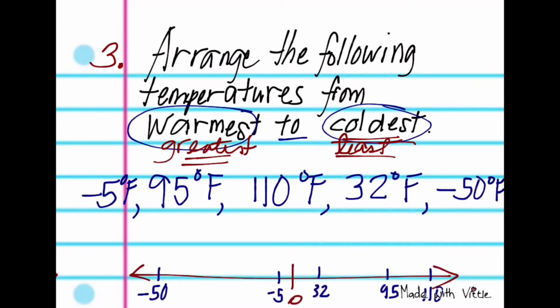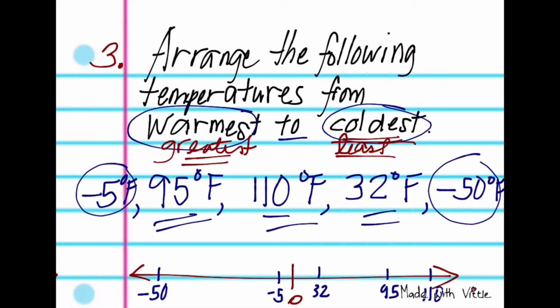So if you have to use the number line to arrange your numbers, you will have all the negative numbers to the left of your 0 and all the positive ones to the right, okay? So as you can see, to the right is 32, and then to the right of that is 95, and then farther to the right is 110. To the left of 0 is your -5, and then farther to the left of that is the -50.